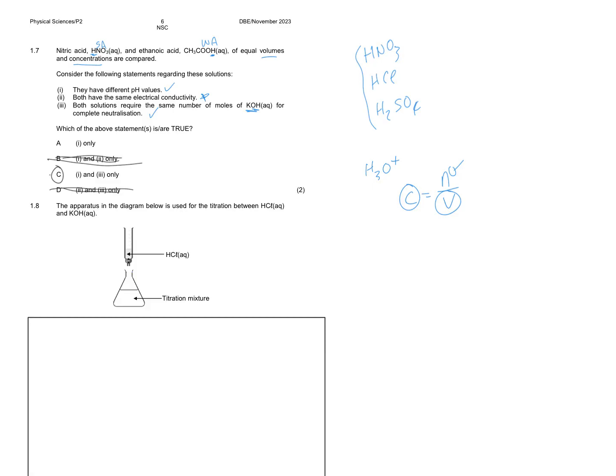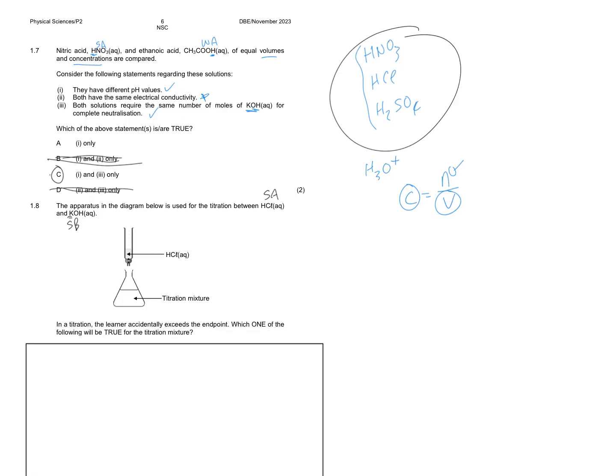Anyway, 1.8 is about acids and bases as well. It says the apparatus in the diagram below is used for the titration between HCl and KOH. Now, again, I don't know whether you know, but I wrote here the 3 strong acids. This is a strong acid. KOH is a strong base. Strong bases, it's if they have group 1 metals. So KOH, NaOH, LiOH, all of the ones with group 1 metals. On the periodic table, the first column is group 1. If they have a group 1 metal with a hydroxide, it is a strong base. So this is a strong acid and a strong base.